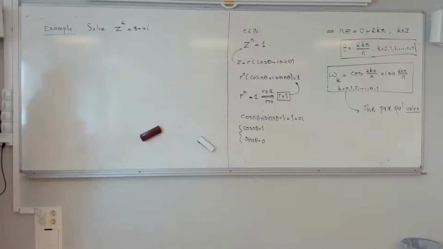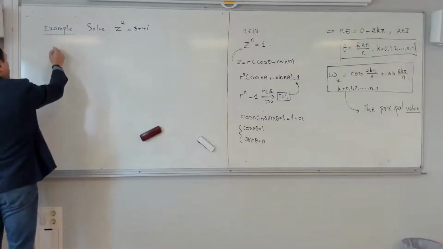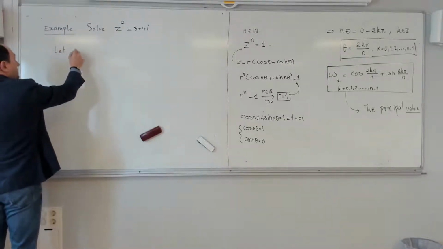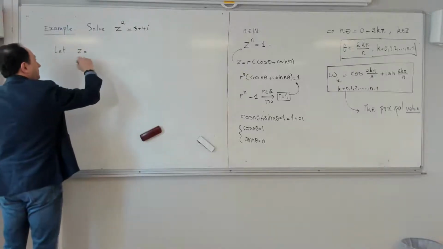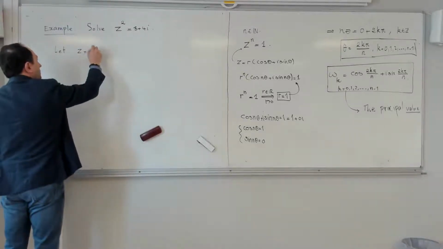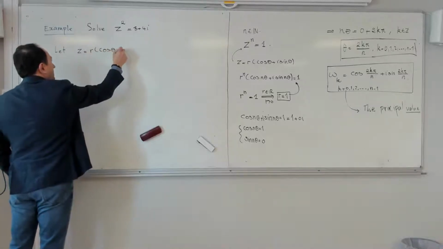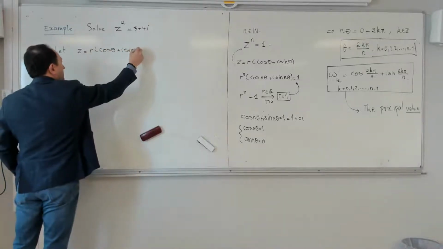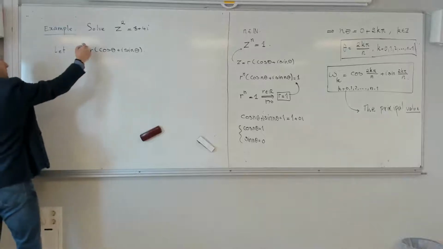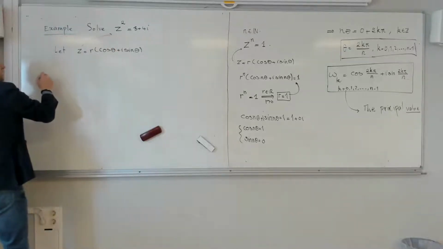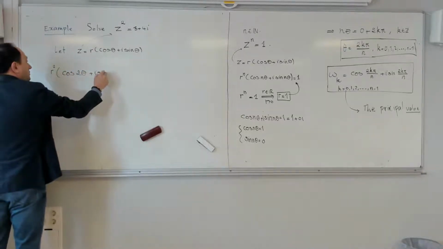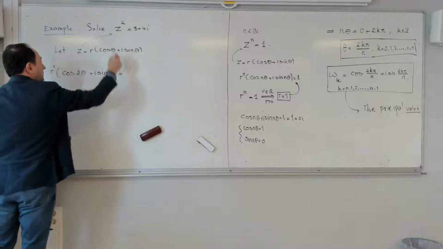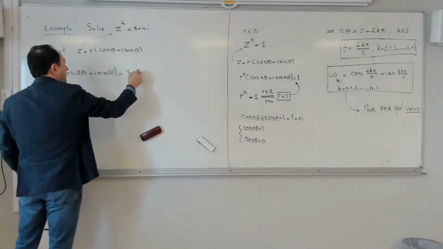So what should I do as before? I would say let z be equal to r cosine theta plus i sine theta. And then I put it back into this equation, so it becomes r squared, cosine 2 theta plus i sine 2 theta, is equal to 3 plus 4i.